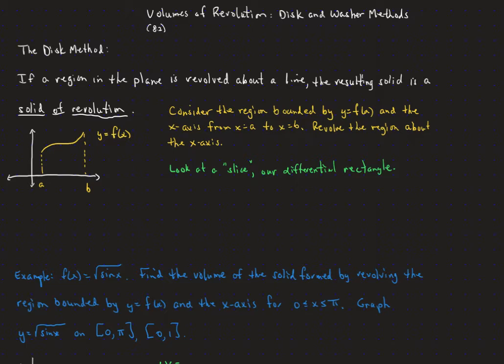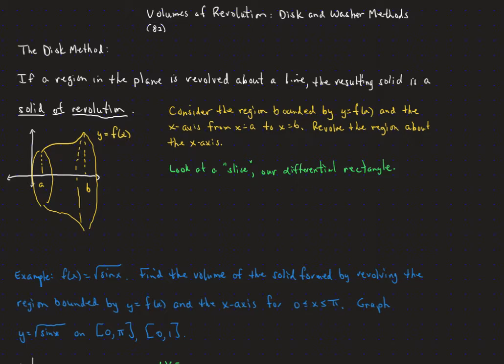So let's consider the region bounded by y equals f of x, shown in yellow, and the x-axis from x equals a to x equals b. We're going to revolve that region about the x-axis. So if you can imagine that, we're going to get something that looks like that. I'm not sure how you would describe that, but it's not hollow on the inside, it's a complete solid.